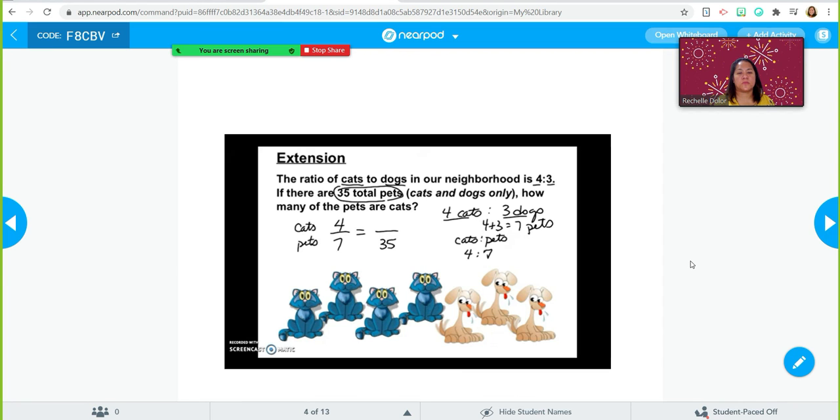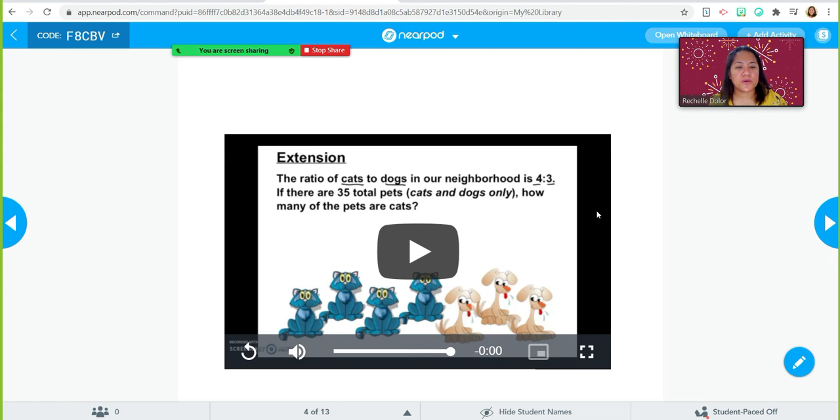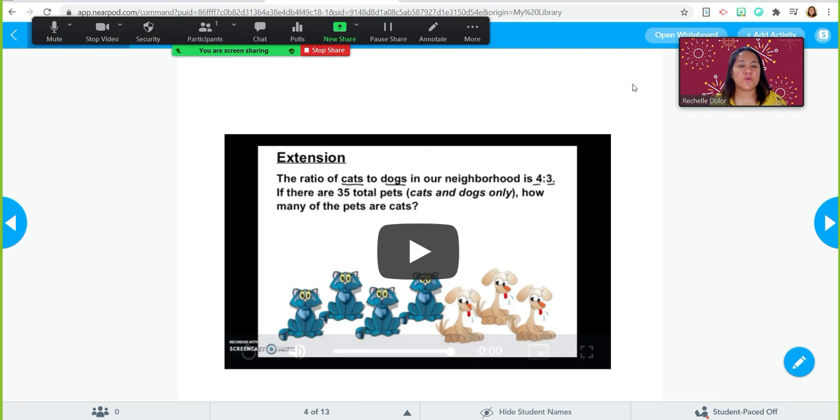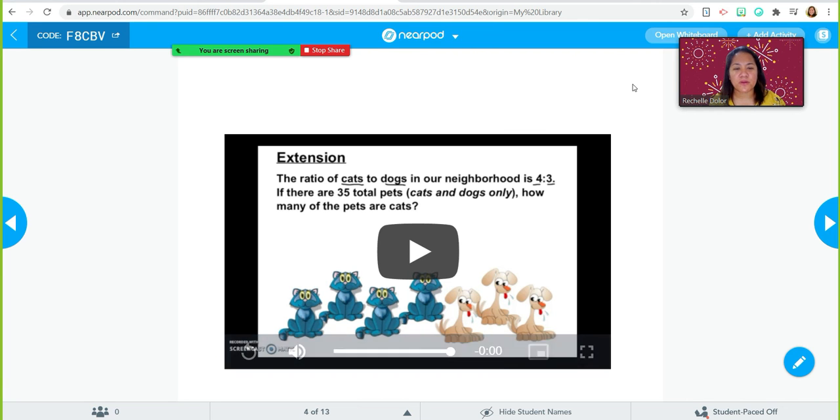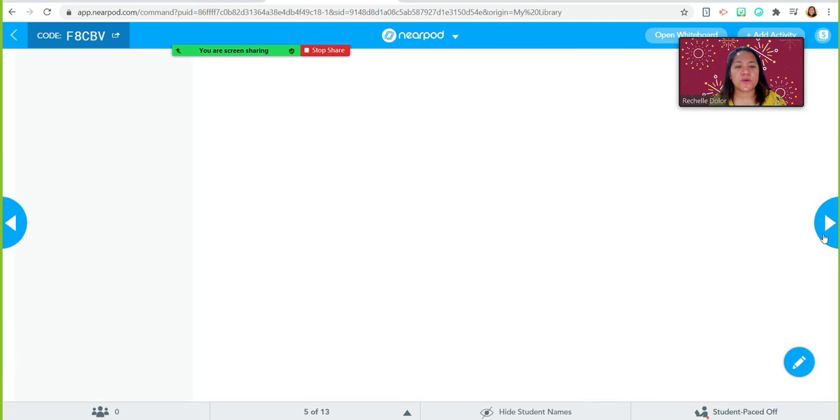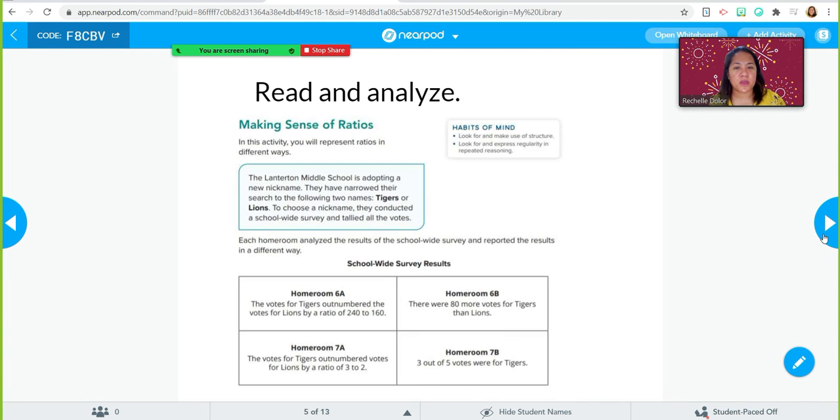Then again, I can scale this up. So 7 times 5 is 35. 4 times 5 is 20. So it looks like 20 to 35 is equivalent to 4 to 7. So there are 20 cats. Which you might have also figured out that means there have to be 15 dogs. Alright, so you can see this is an extension of what we will talk about more in the future, to answer the part-to-part and part-to-whole.